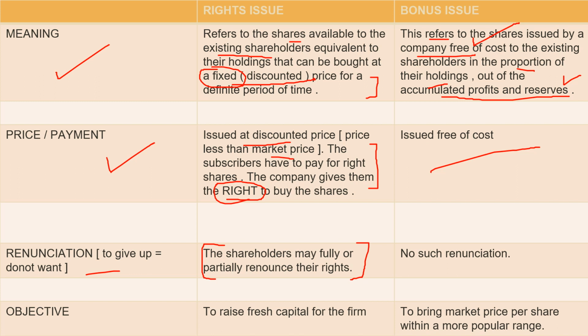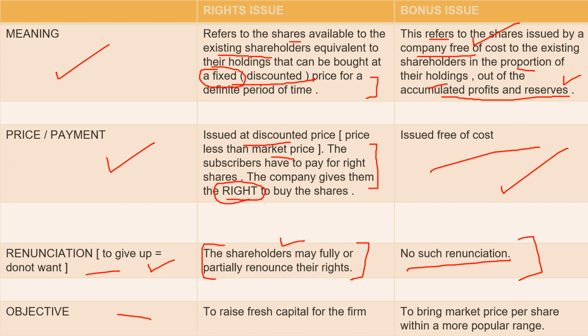So for the renunciation point, in the right issue, the shareholders have the liberty to renounce their rights either fully or partly, right? Now, as far as the bonus shares are concerned, no such renunciation. Why? Because free is everything good, right? If the bonus shares are issued free, why will somebody say no? You don't want to sell it in the market, keep it with you. Or you want cash, you just get those bonus shares and sell them in the market. So there is no such renunciation because bonus issues are issued free of cost.